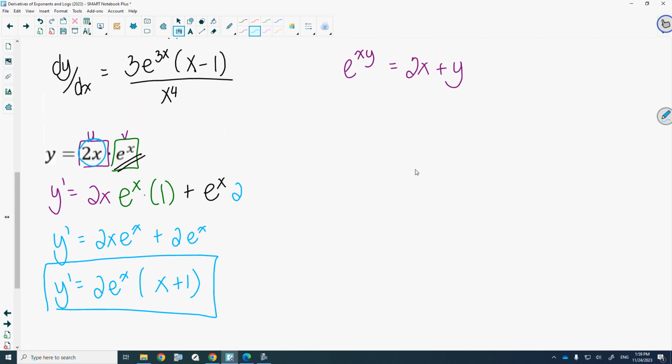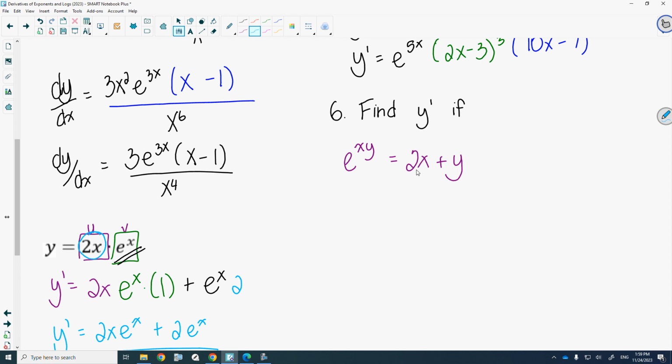Okay, let's look at this last question, which again I believe is question number 6 from your homework. So find y prime if. What we're going to be doing, I don't want to just subtract 2x and bring it to the left and then differentiate y, because I also have y in this term, which means this is going to be an implicit question. So we are going to differentiate both sides of this equation with respect to x.